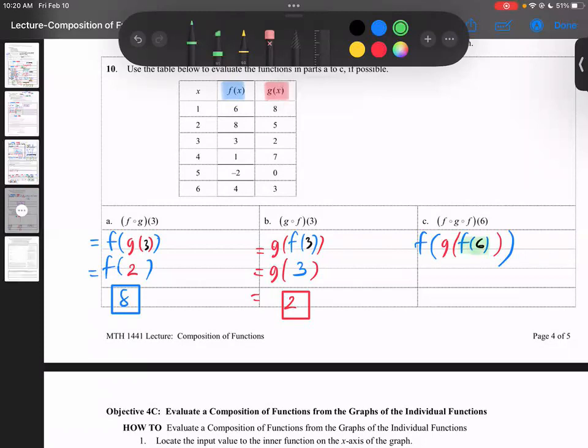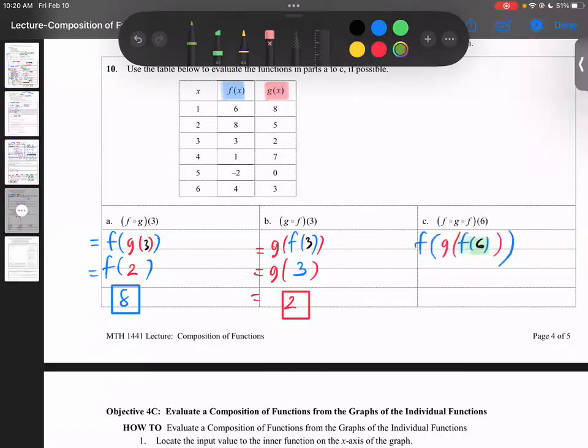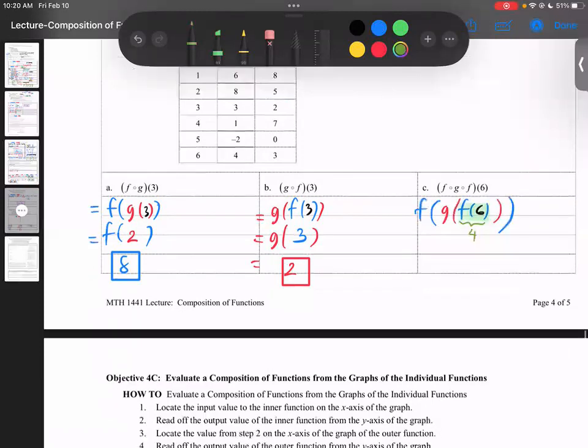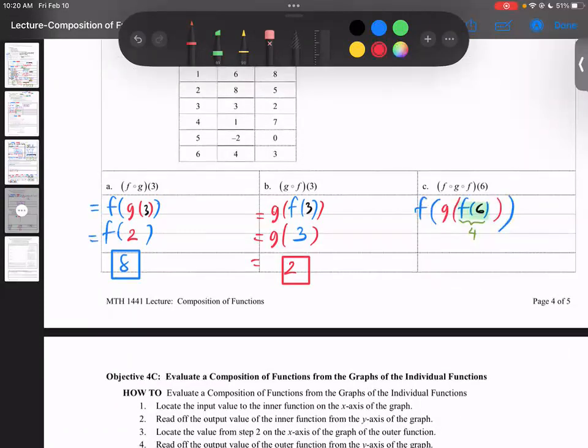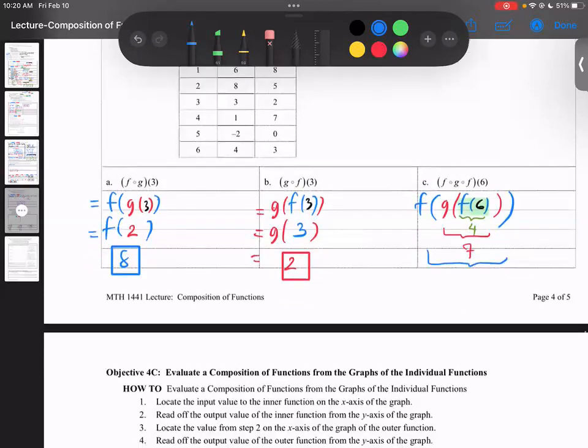F of 6 is 4. What is G of 4? 7. All right. And then F of 7? F of 7? No, right? So we would say does not exist. D and E.